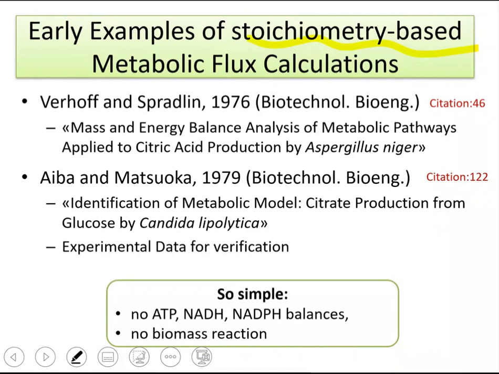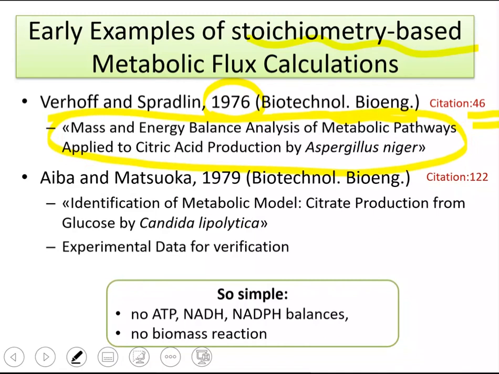So the first paper appeared, almost the first paper, as far as I know, in 1976 in Journal Biotechnology and Bioengineering. This work was cited 46 times so far based on Google Scholar. And this is the title of the paper, Mass and Energy Balance Analysis of Metabolic Pathways Applied to Citric Acid Production by Aspergillus niger.